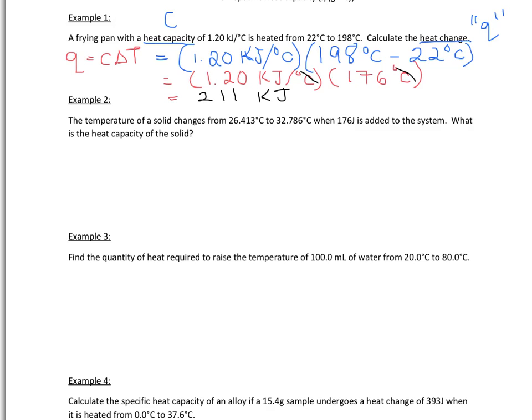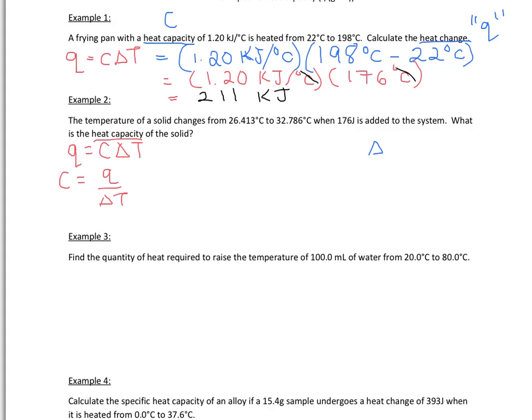Example 2. The temperature of a solid changes from 26.413 degrees Celsius to 32.786 degrees Celsius when 176 joules is added to the system. What is the heat capacity of the solid? Since I've been asked for heat capacity, I know I have to use the formula Q equals C delta T. However, I'm looking for heat capacity, so I need to rearrange for C is equal to. When I rearrange, I get Q divided by delta T.